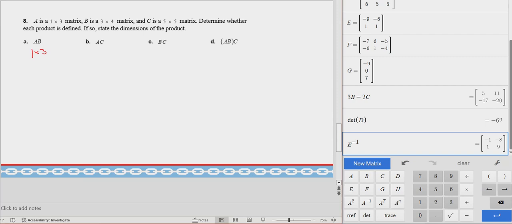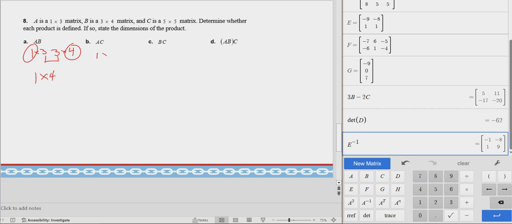And matrix B is a 3 by 4. And I check those inside terms. And if those inside terms match, then it has a defined answer. And these outer two are my new dimensions, right? So the 1 and the 4 are on the outside. So the product matrix is a 1 by 4 matrix.